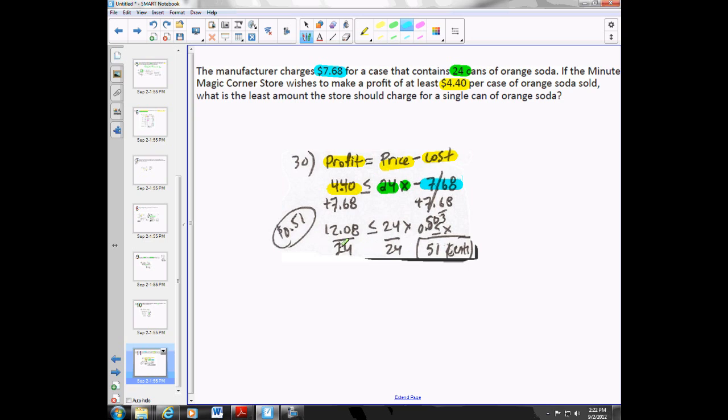You'll actually get a decimal like 0.50 something, but you have to round up because we need to make at least that much money. So 51 cents would be the round off. See, you come out to get 0.503. Normally you would round down, but if we only made 50 cents, we wouldn't make enough money. So that's why in this case you have to round up to 51 cents. And that is it.